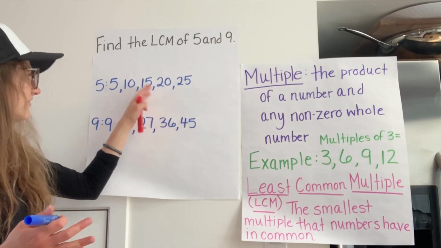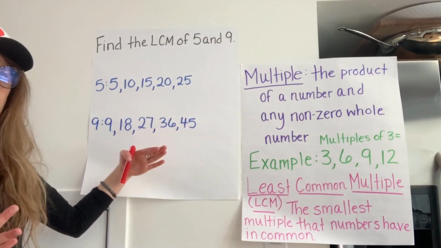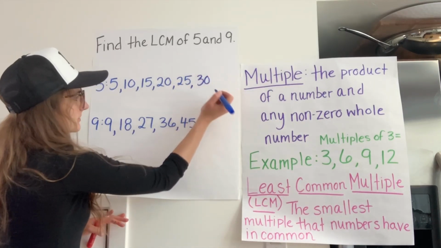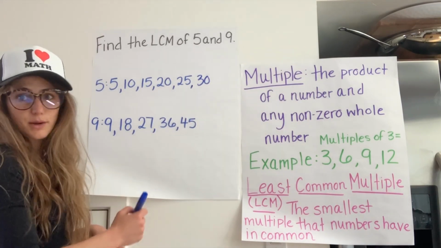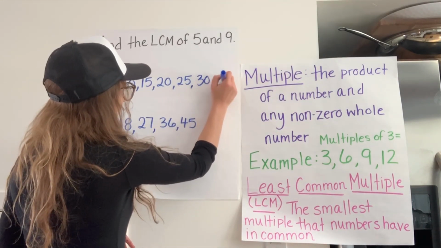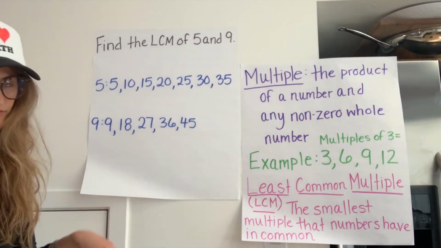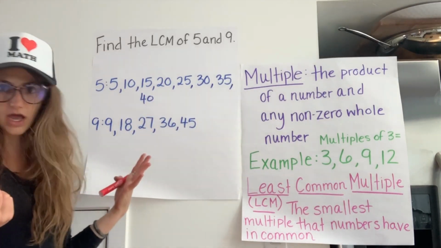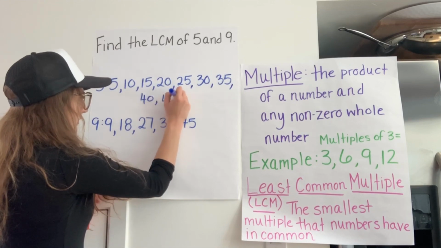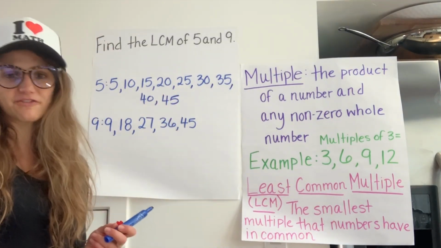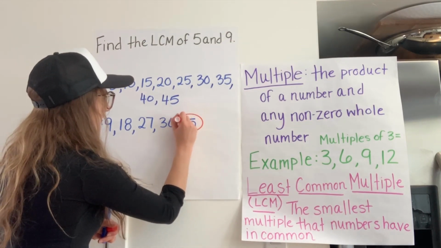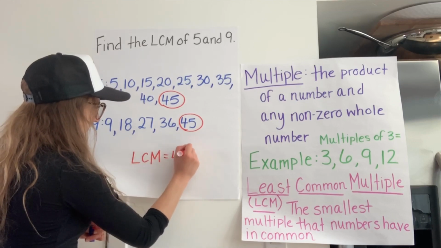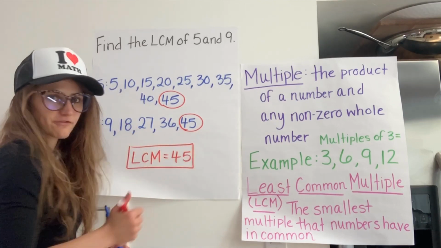Let's turn back to 5 and keep listing some multiples to see if we can find one in common with what we've listed for 9. So after 25, we would have 30. 5 times 6 is 30. 30, not a multiple of 9. I have to keep going. Next I would have 35. 35, also not a multiple of 9. Have to keep going. After 35, I would have 40. 40, not a multiple of 9. Next I have 45. And there we go. We have finally found our common multiple. It is 45. So 45 represents the LCM of 5 and 9. That would be our final answer.